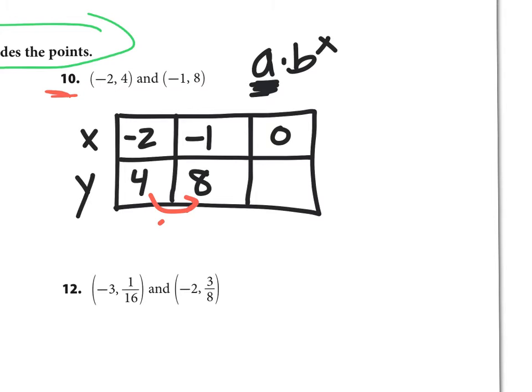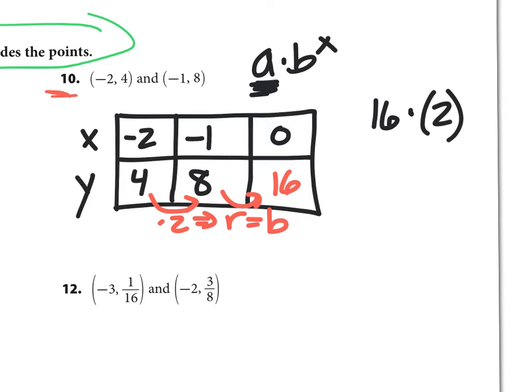What's happening? I'm multiplying by 2. That's my r, or in this case, my b. So if I multiply 8 by 2, that's going to give me 16. There's my 0 term. So here's my equation: 16 times b, which is 2 to the x power. And there's my function for this particular problem. Now, again, it's a function, so we'll say f of x equals. All right, next we're going to look at problem number 16, which is on the next page.